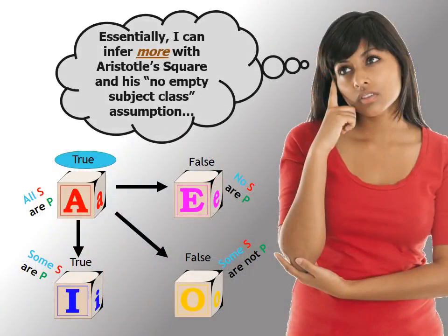So essentially, you can prove more with Aristotle's square since he has the no empty subject class assumption. A lot follows from that. Take a look at the example at the bottom.